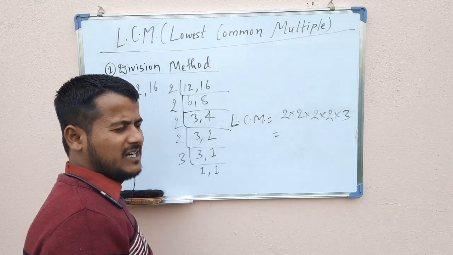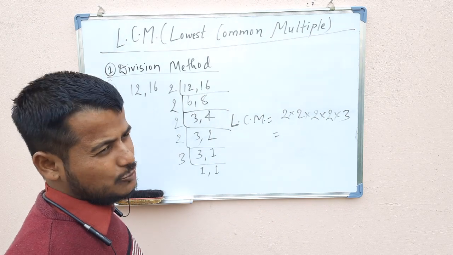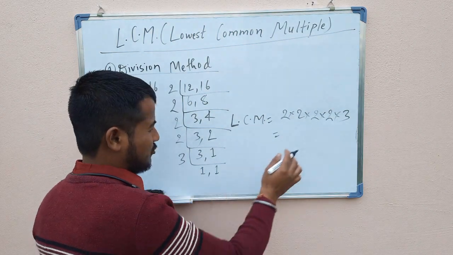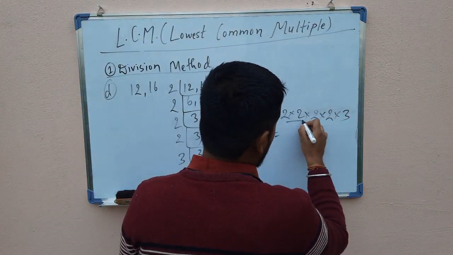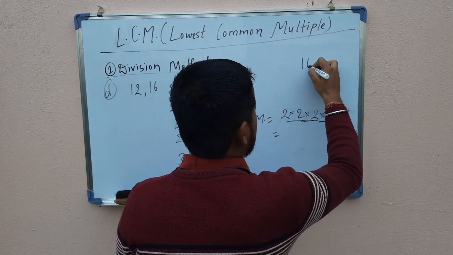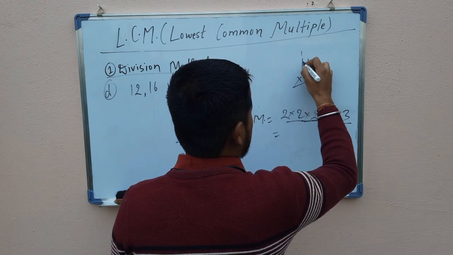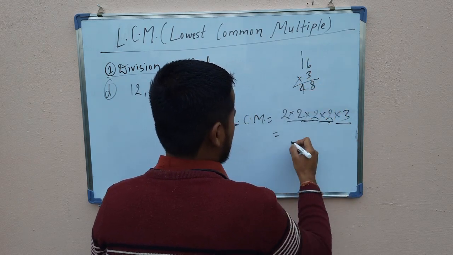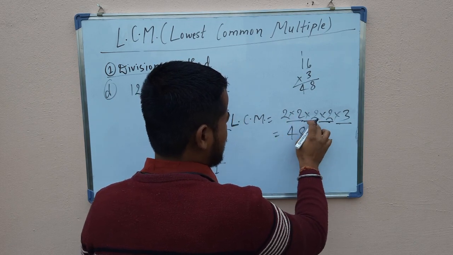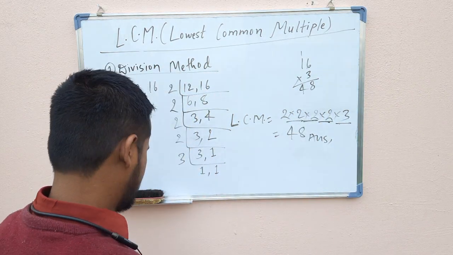Because if you multiply any number by 1, then it will be the same number. Like 2 multiply 1, 2. 5 multiply 1, 5. 10 multiply 1, 10. So no need to write this at last. 2 twos are 4, 4 twos are 8, 8 twos are 16, 16 threes are 48. Okay, 48 is the answer of this question.